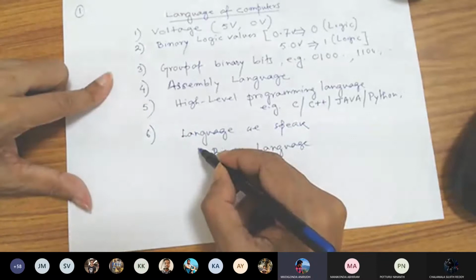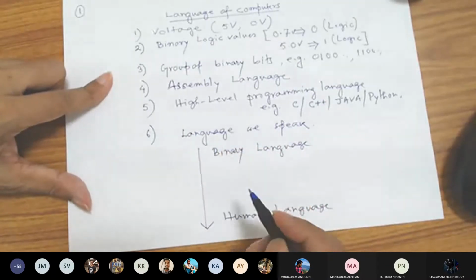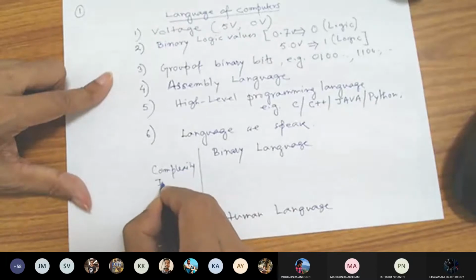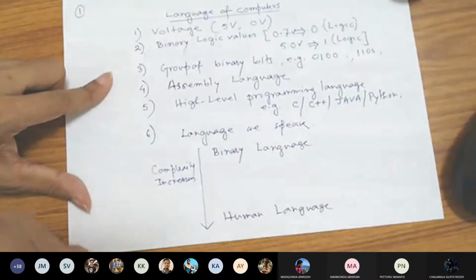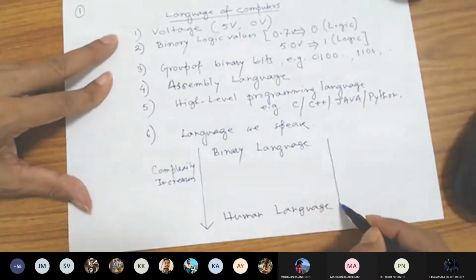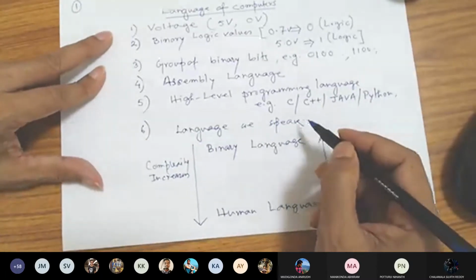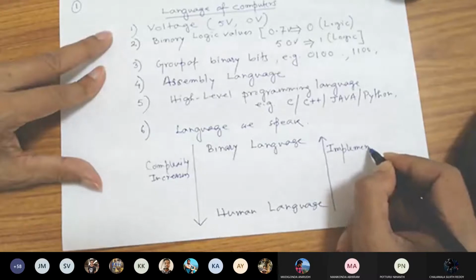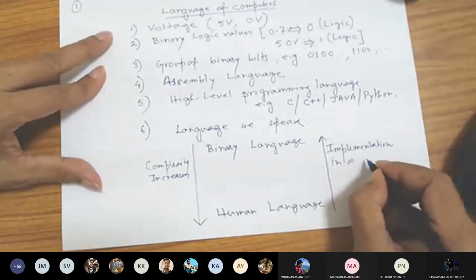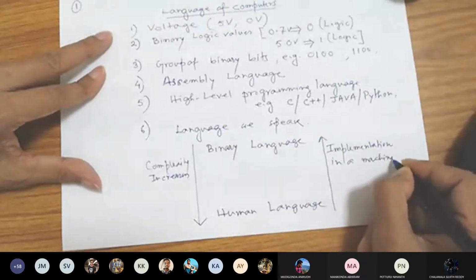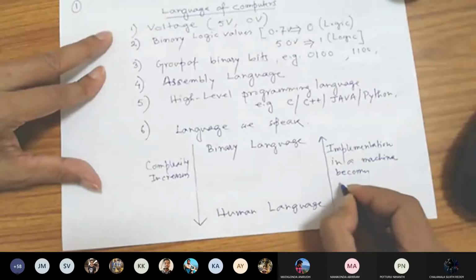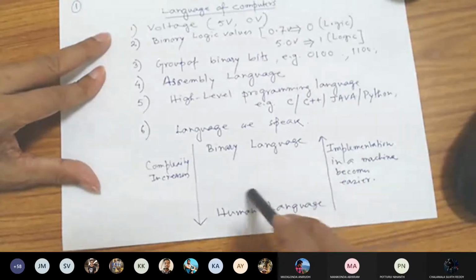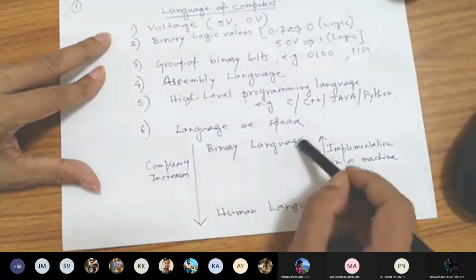So what we can observe that when you move from binary to human language, complexity increases. Whereas when you move from here to here, implementation in a machine becomes easier. However, we like to prefer communicate in this language. Computers like to prefer communicate in this language.